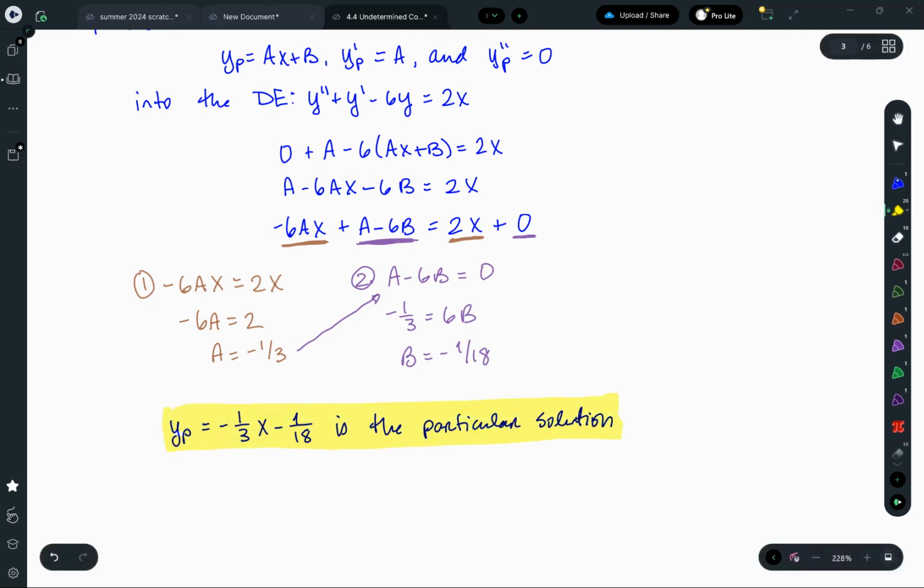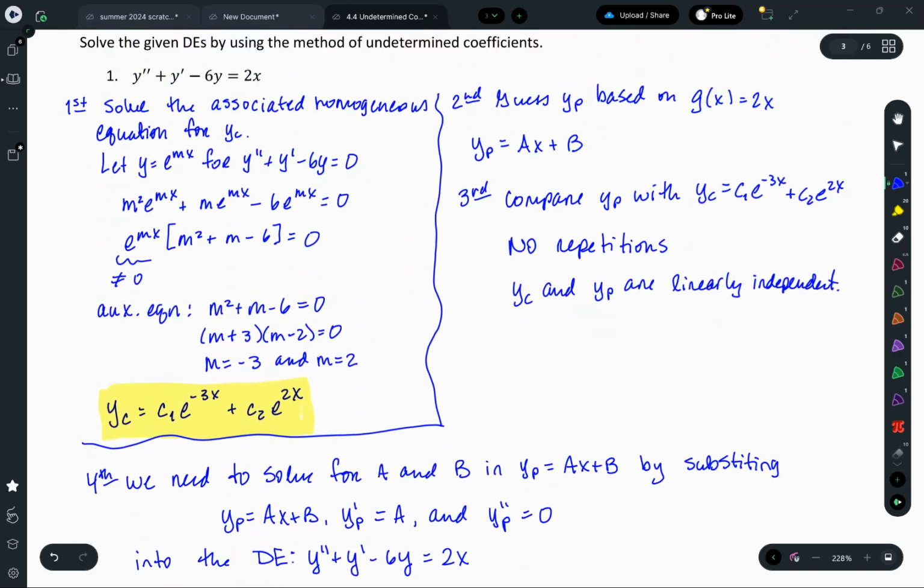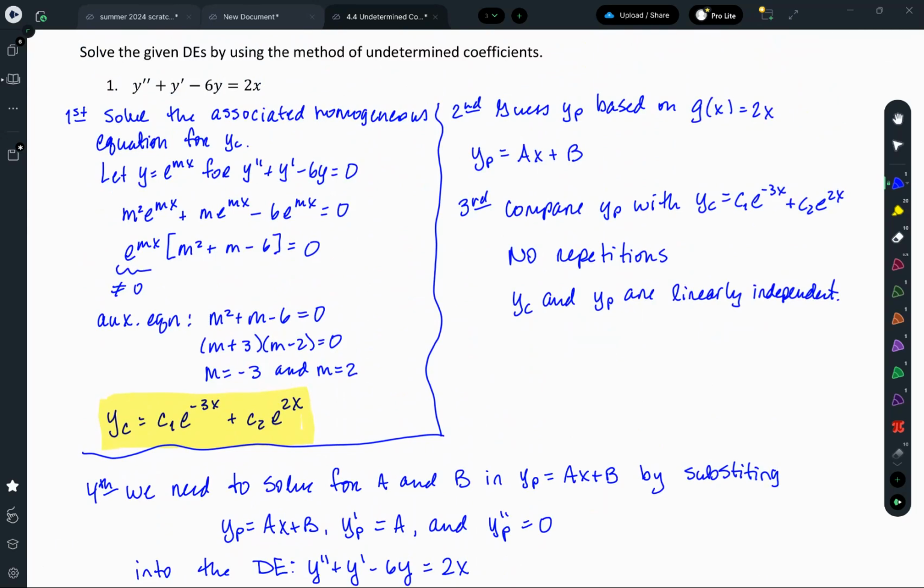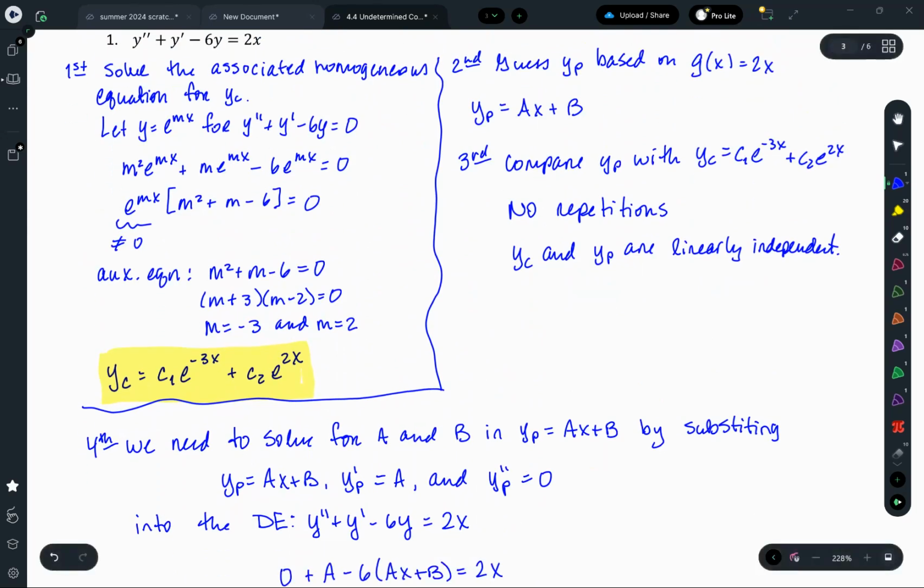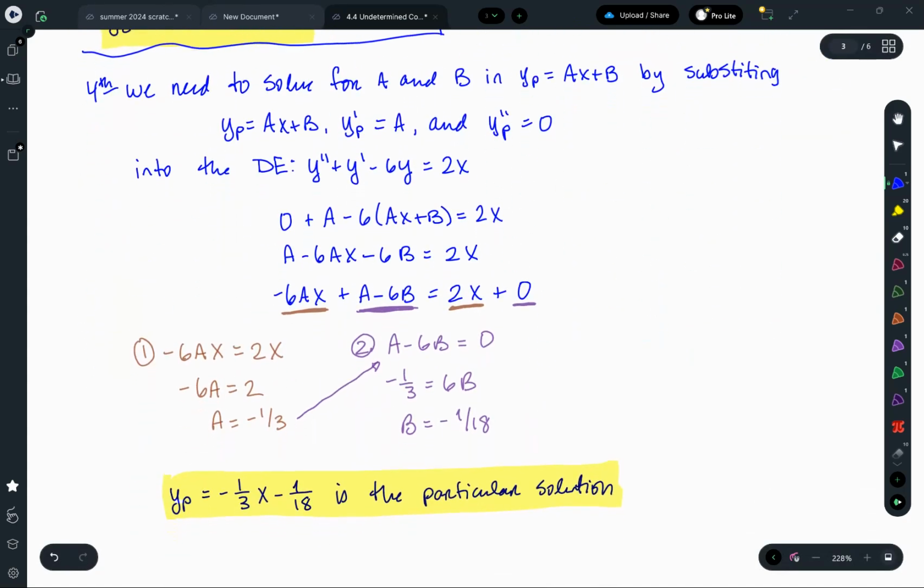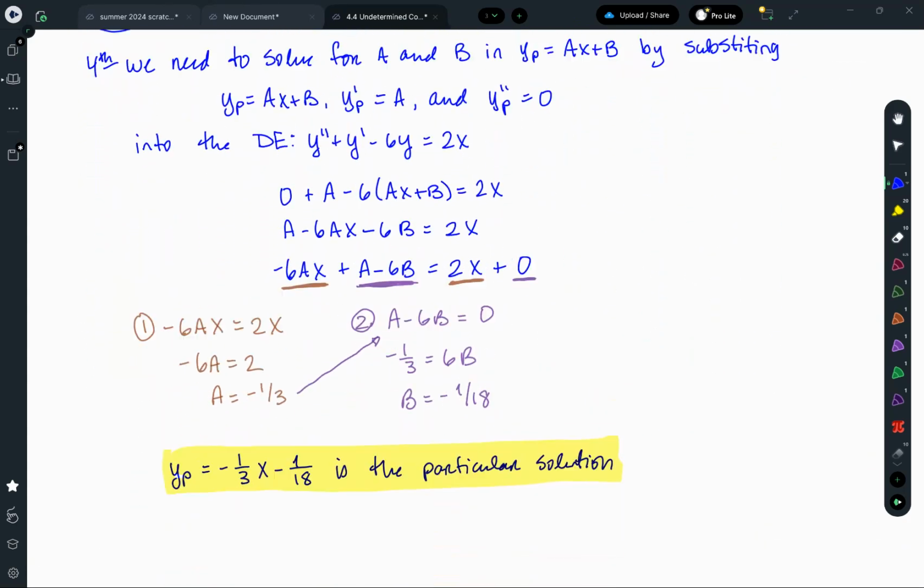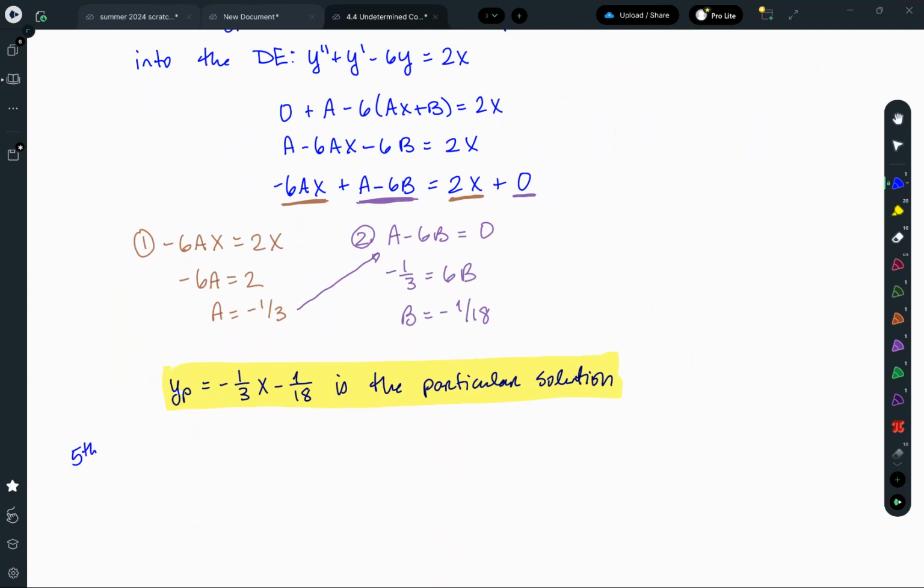Okay, but the question is saying solve the given differential equation. We found two things. We found a complementary solution and we found a particular solution. What we have not put together yet is what the general solution is. So then the fifth thing is to state the general solution. That would be y equals y sub c plus y sub p.